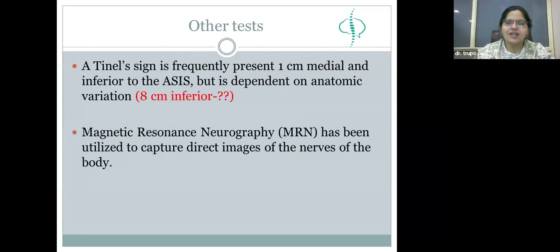Next is the tingling sign. Like I explained before, you just have to press on the path of the nerve. If the symptoms are produced, the test is positive.